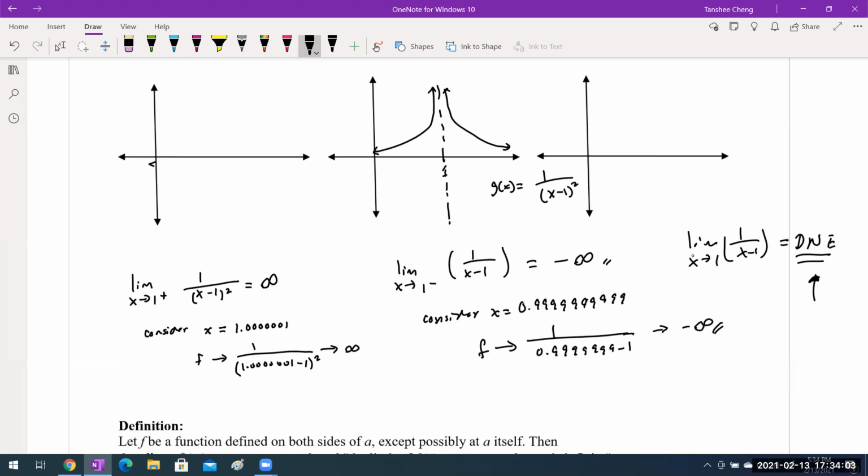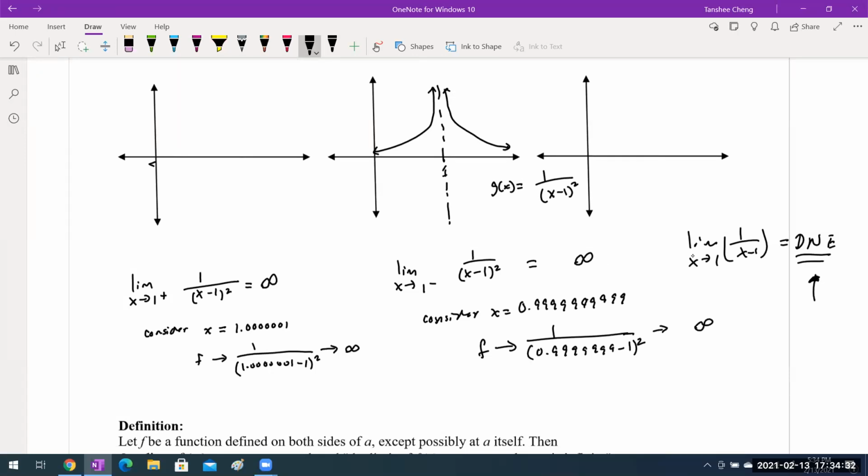But when we approach from the left-hand side, it's 0.99999. So I'm going to get a negative value right here, right? However, this time the denominator is squared. So when I square this, the negative value becomes a positive value, because when you square a negative number, it becomes positive. It will be a very tiny positive number like before. So again, it will give you a positive infinity.